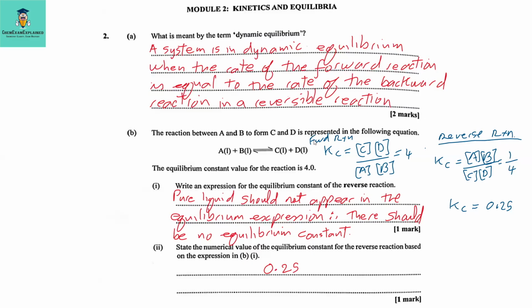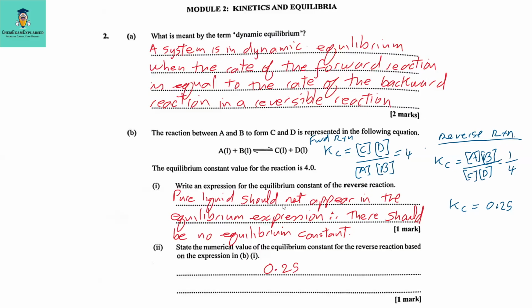Now for the forward reaction, the constant Kc, or the equilibrium constant for concentration, would be the product of the products divided by the product of the reactants. What I mean by that is the multiplication of the products divided by the multiplication of the reactants. And that value is 4.